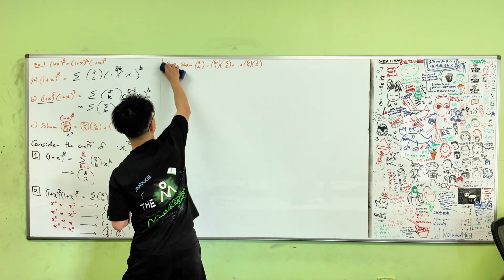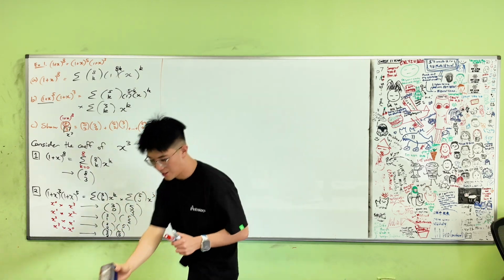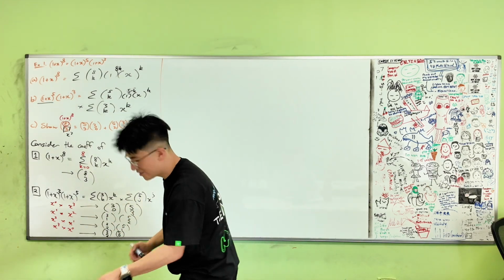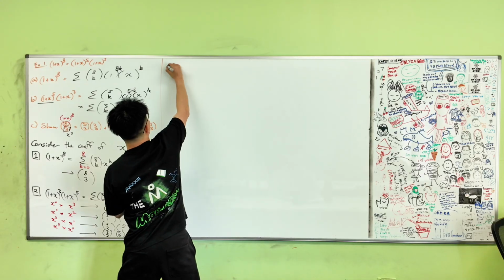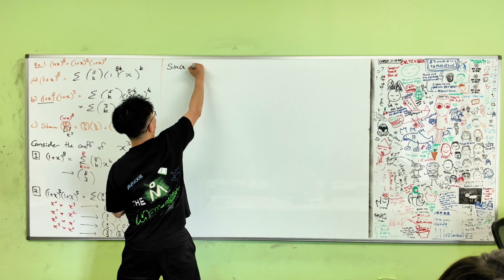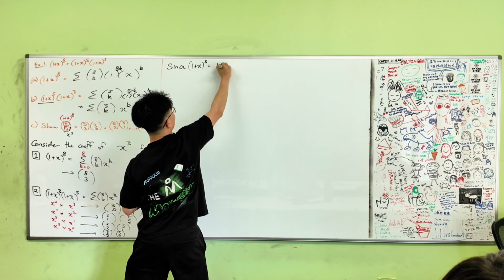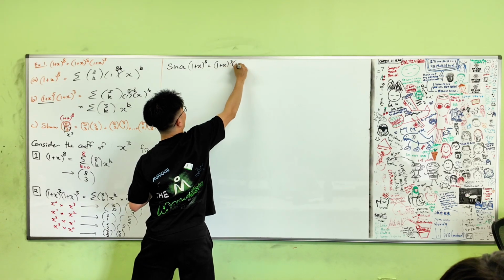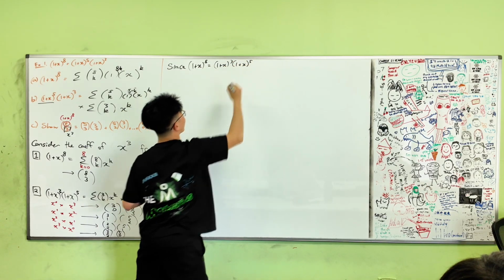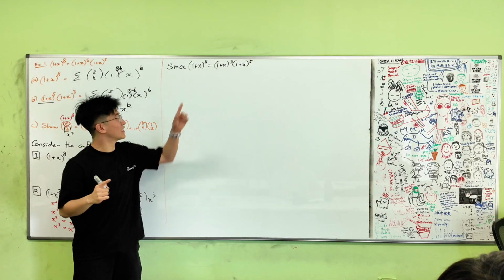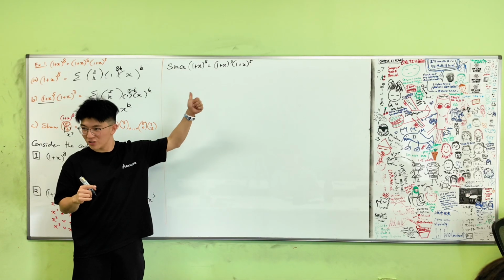Let me give myself a little bit extra room. So here's what I say. Since (1 + x)^8 = (1 + x)^3 (1 + x)^5. Okay, let's fact check that. Is that true? That's true, right?